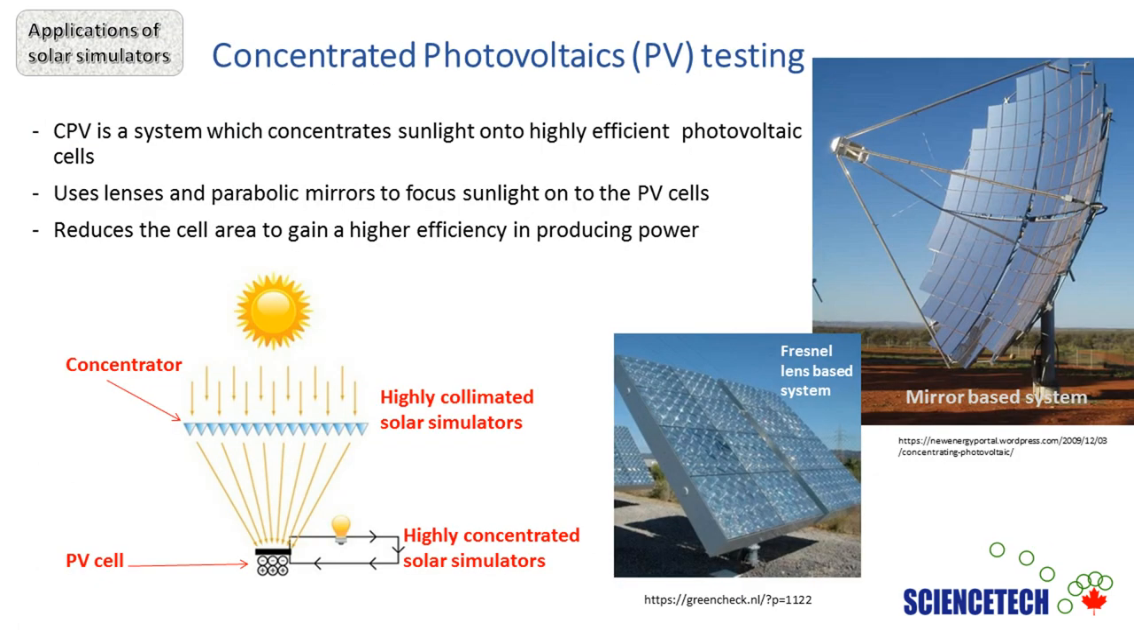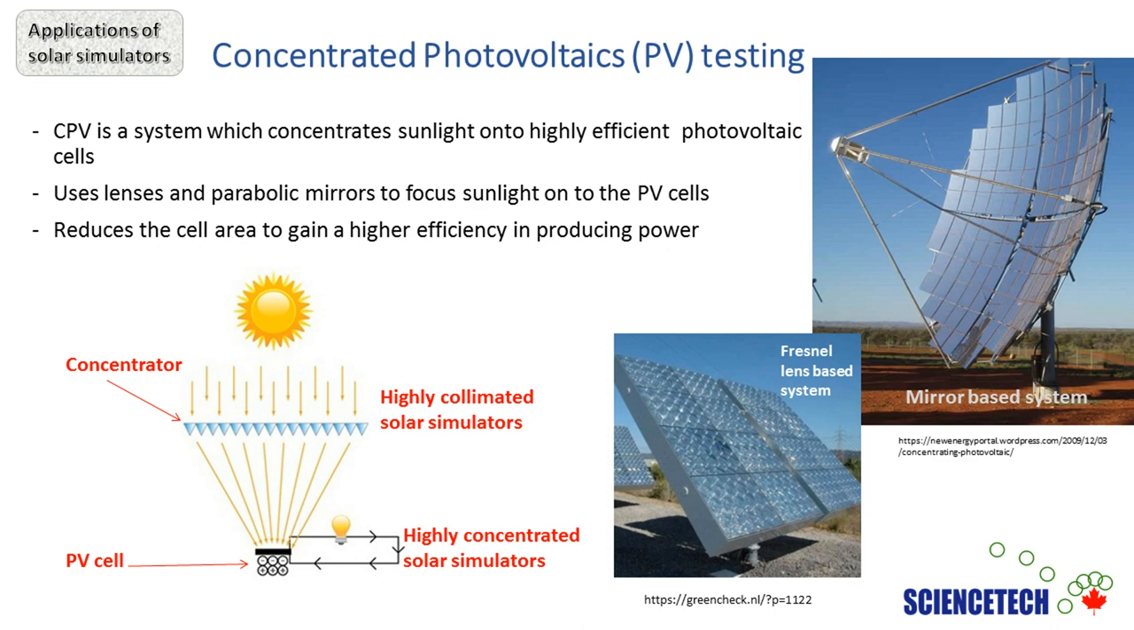Next up, we have concentrated photovoltaic systems. So with concentrated photovoltaic systems, rather than producing a panel with solar cells covering a large surface area, we use inexpensive and easily available optical devices, such as lenses and mirrors, to concentrate light onto solar cells with a smaller surface area but with high efficiency.